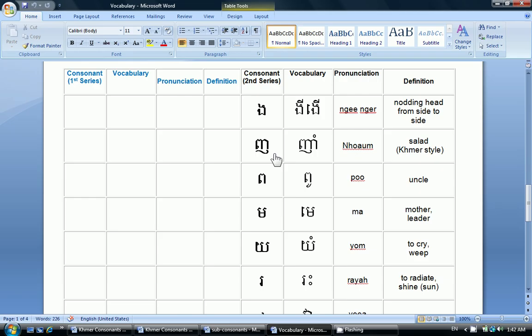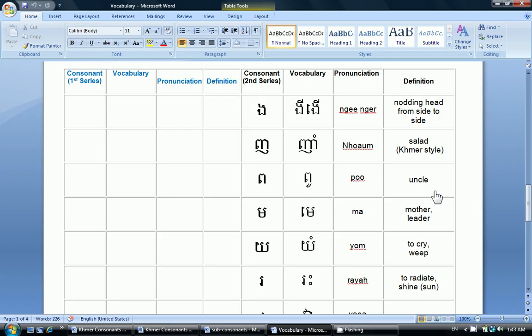Nhô, second series consonant. Nhô sợi here because again this is second series consonant. So nhô sợi nhom. It's a type of Khmer salad. Next is bo. Bo sợi o because bo is the second series consonant again, so o becomes u. Bo sợi u, bu, which means uncle.